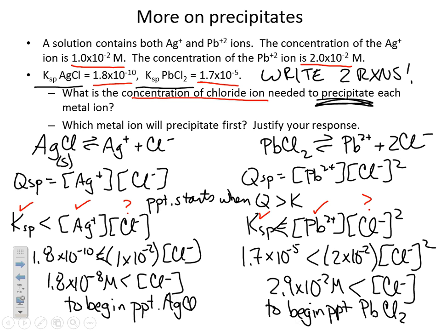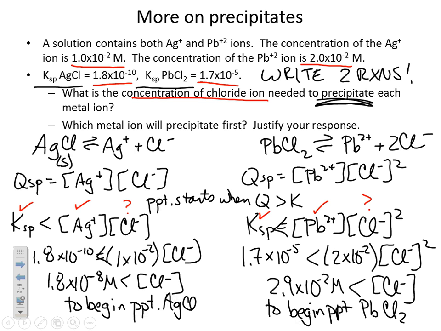What is the concentration of chloride ion needed to precipitate each metal ion? Boom, there we have it. In order to precipitate silver chloride, you need 1.8 times 10 to the minus 8th molar. In order to precipitate PbCl2, you need 2.9 times 10 to the minus 2nd molar chloride. So you've answered that question. With that, we can then look at the second one. Which metal ion will precipitate first? Justify your response. Here's where you don't have to do any additional calculations.